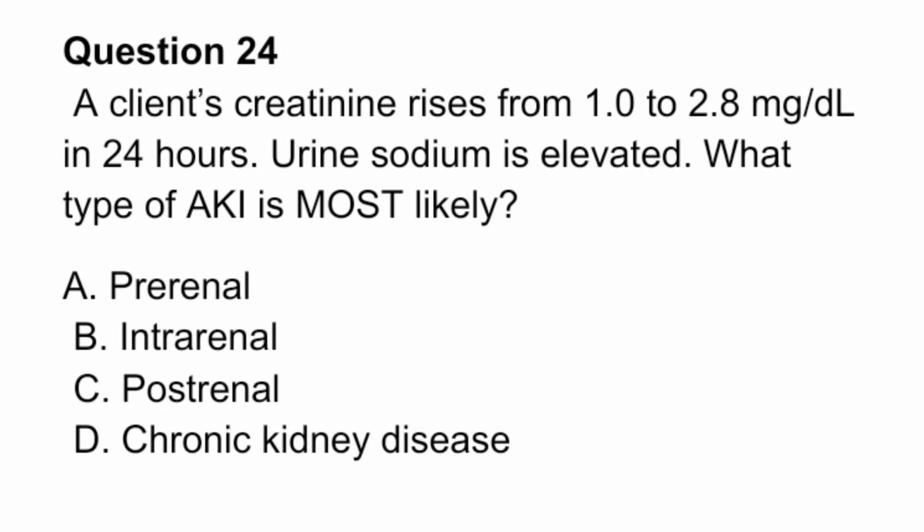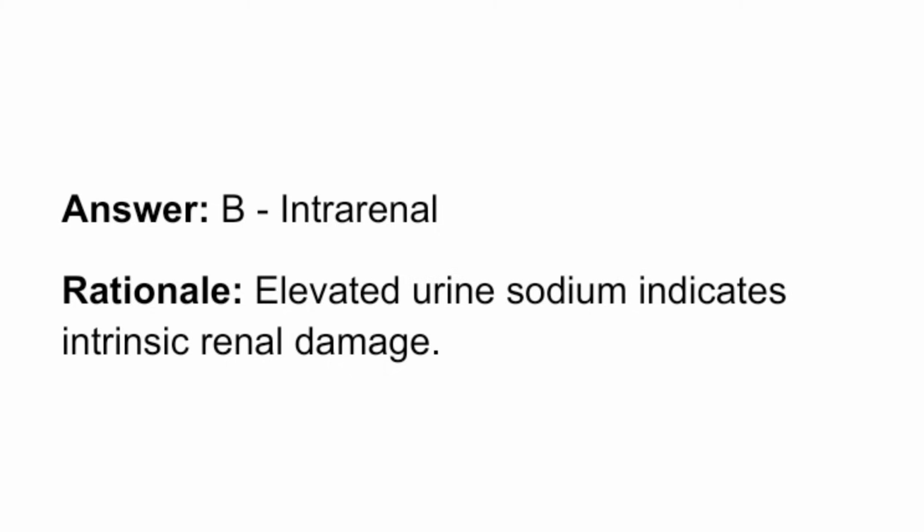Question 24. A client's creatinine rises from 1.0 to 2.8 milligrams per deciliter in 24 hours. Urine sodium is elevated. What type of AKI is most likely? A. Prerenal. B. Intrarenal. C. Postrenal. D. Chronic kidney disease. Answer: B. Intrarenal. Rationale: elevated urine sodium indicates intrinsic renal damage.